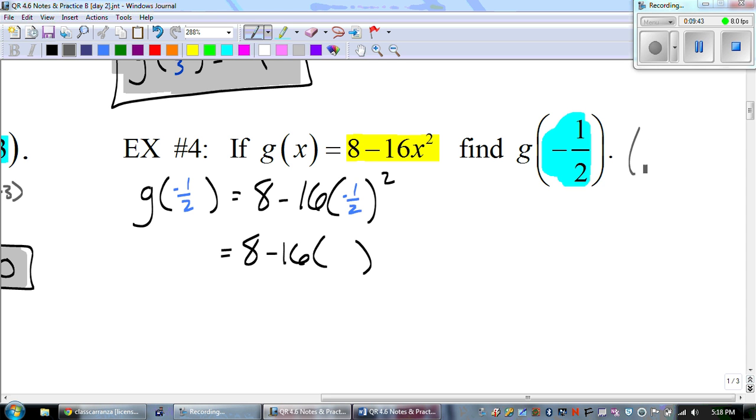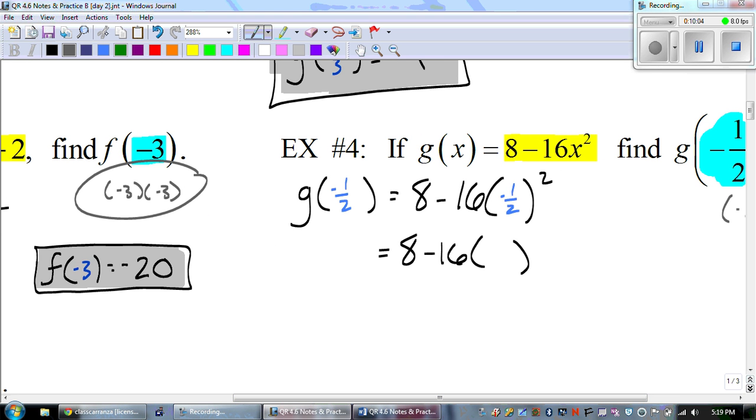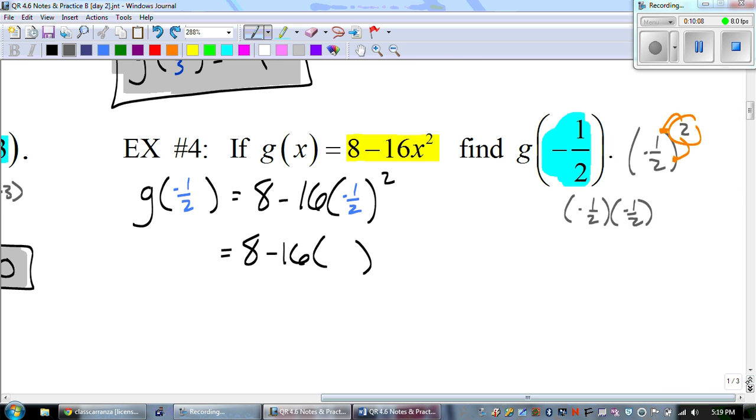Now, we could go -1/2 squared, and we've talked about this, I think it was chapter 2, where we distribute exponents and we worry about that. And I know some people had just a lot of trouble with that. So I'm going to write it out just like we did in number 5. That was number 3, Mr. Grice. Okay. So what's negative 1/2 times negative 1/2?